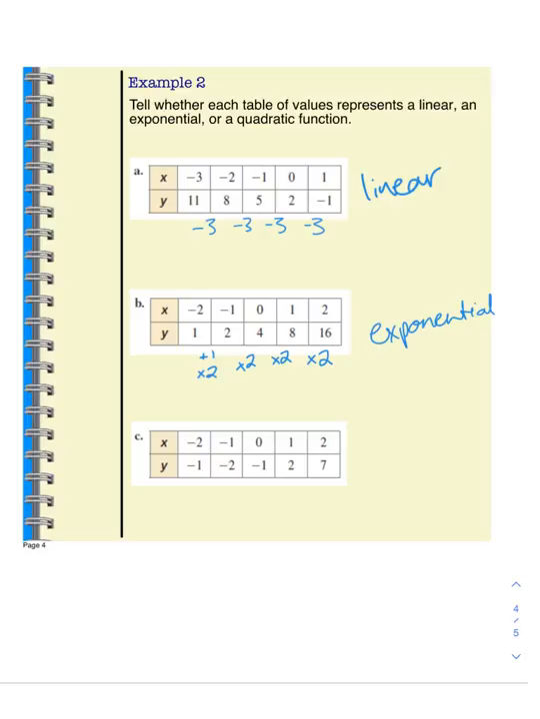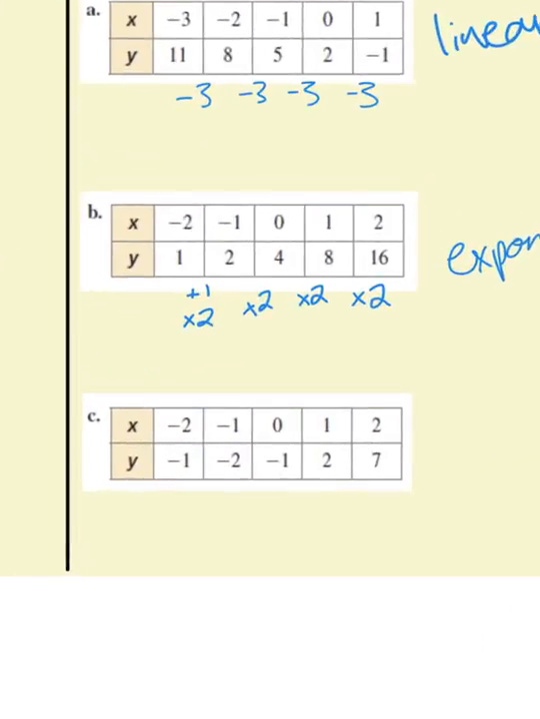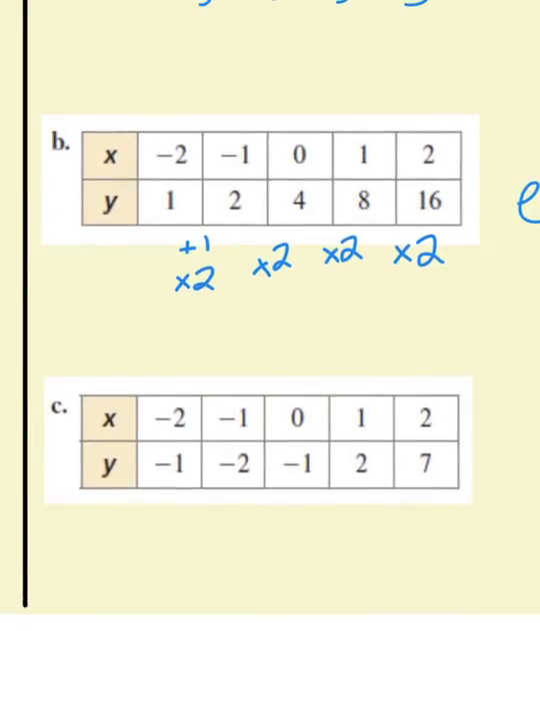All right, table C is where it gets a little tricky. So we're going to look at the difference between each y value. From -1 to -2, it goes down 1. And it's going to go back up 1 to get from -2 to -1. From -1 to +2, it's going to add 3. And then from 2 to 7, it adds 5.